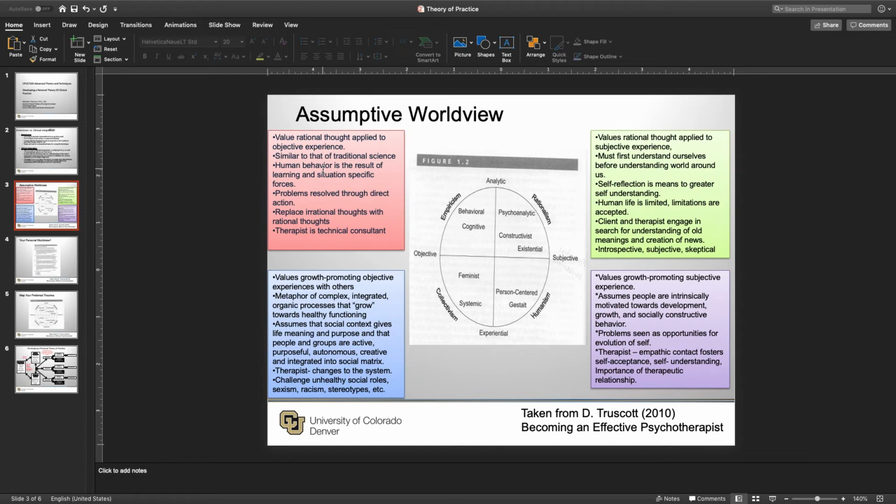Human behavior is the result of learning and situation-specific forces. The idea that there's a baseline. We intervene on the behaviors or the thoughts, and then we do a second measurement, and we can begin to see, is there change? Has this person gotten better? So I think the important thing is the belief that we are going to replace irrational thoughts with rational thoughts, and that the therapist is actually serving a role as a technical consultant.